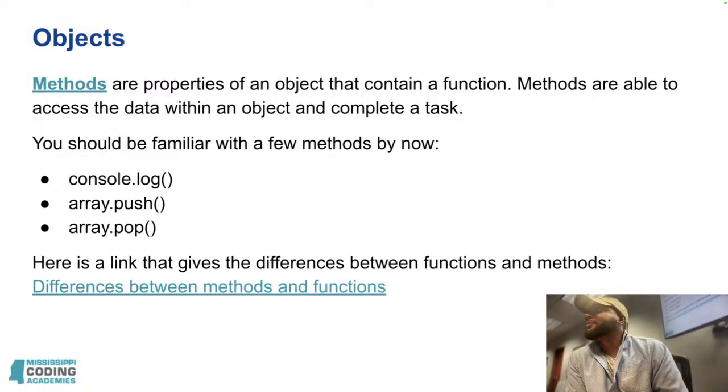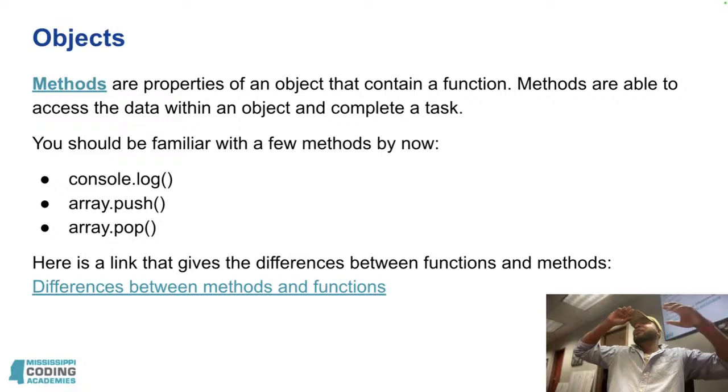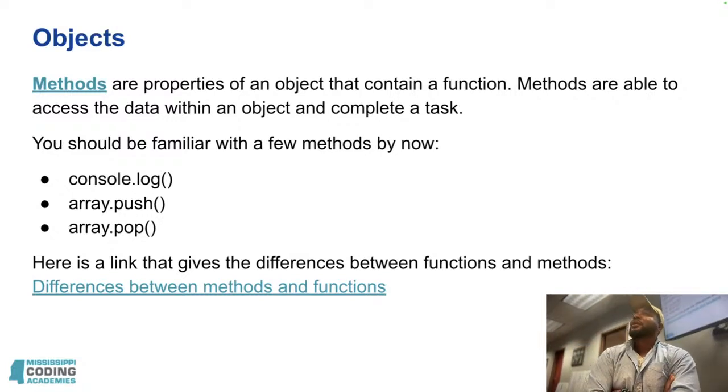What is a method? We've talked about this before, brought it up a couple times. What are methods? We're finally here. Methods are properties of an object that contain a function. Methods are able to access the data within the object and complete a task. We should be familiar with methods by now. We've seen methods thus far, we just didn't really give a name to it and talk about it.